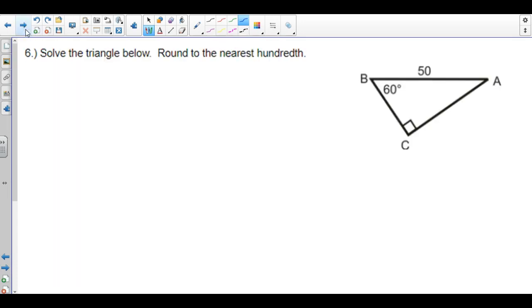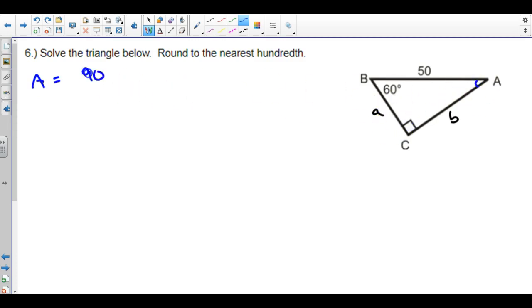Alright, next problem. Seems like I'm logically working backwards because this one's a little bit easier. We're going to go back to just some sine, cosine, tangent calculations. Solving the triangle below means I want to find my lowercase a, capital A, and lowercase b. So, the easy one is for me to take my A value, the small angle in the corner. I already know I have a 60 and a 90.